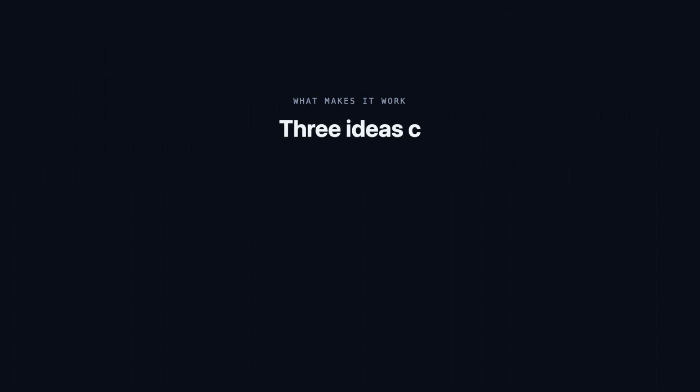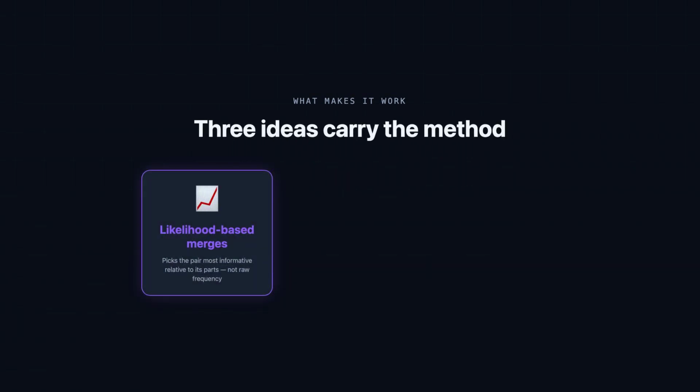Strip it down, and three ideas carry the whole method. The merges chase likelihood, not raw frequency. The scoring rule picks the pair whose combination is most informative relative to its two parts. And that single choice is really the one meaningful difference from Byte-Pair Encoding.